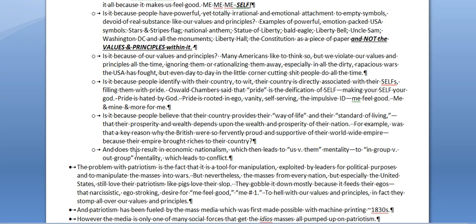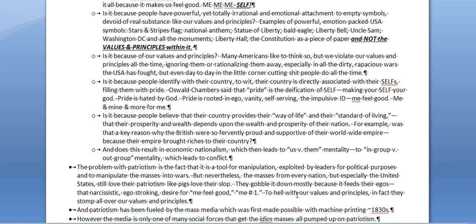And does this result in economic nationalism, which then leads to an us versus them mentality, an in-group versus out-group mentality, which then leads to conflict? The problem with patriotism is the fact that it is a tool for manipulation, exploited by leaders for political purposes and to manipulate populations into wars. But nevertheless, the masses from every nation, especially the USA, still love their patriotism like pigs love their slop. They gobble it down, mostly because it feeds their egos. That narcissistic, ego-stroking desire for me feel good. Me number one. Me the best. Right? My country.